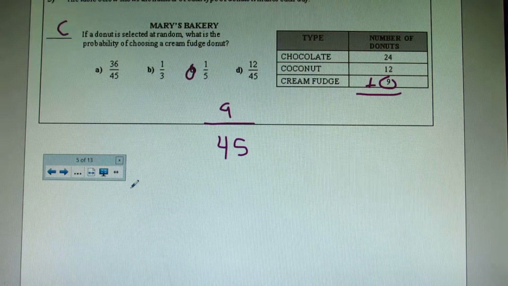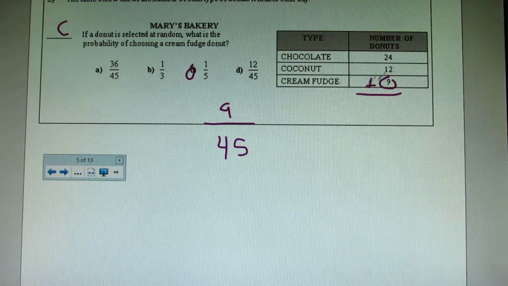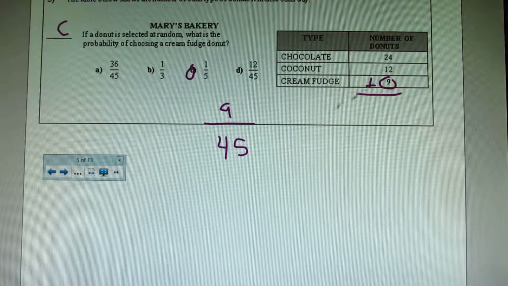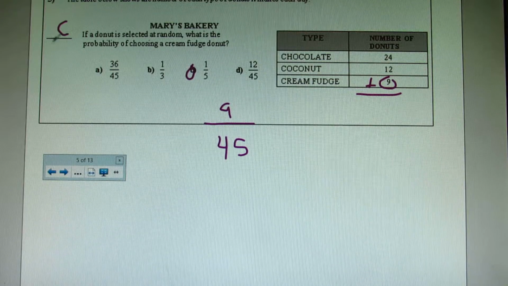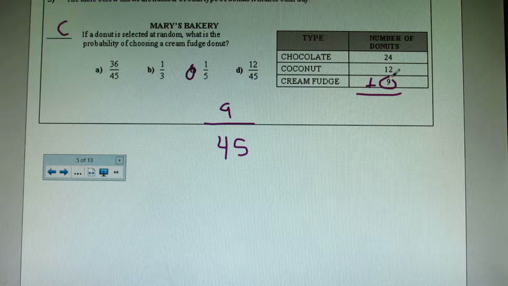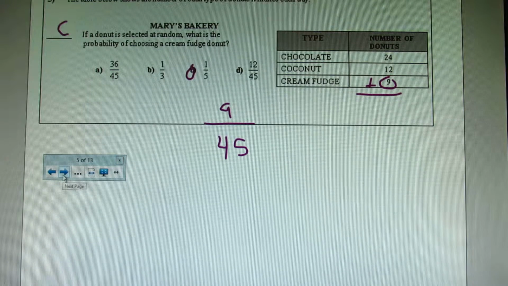So there we go. Again, on your multiple choice, it's really important for you to show work. If you do not show this kind of work, I'm not going to give you full credit, even if you get the answer correct. So make sure you're showing work. It will improve your chance of getting them right.